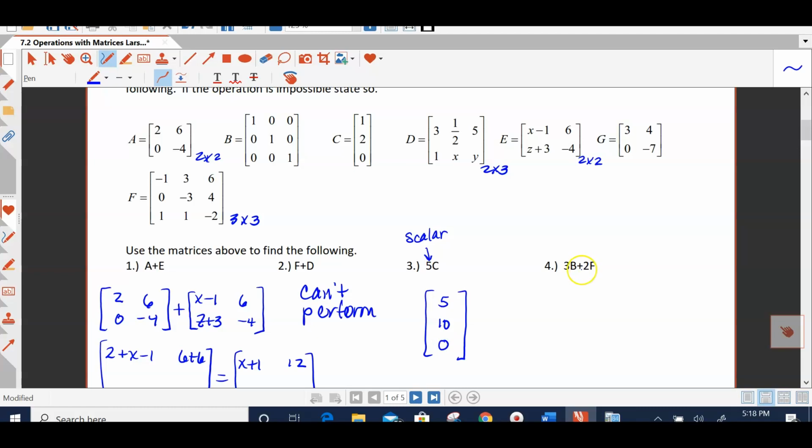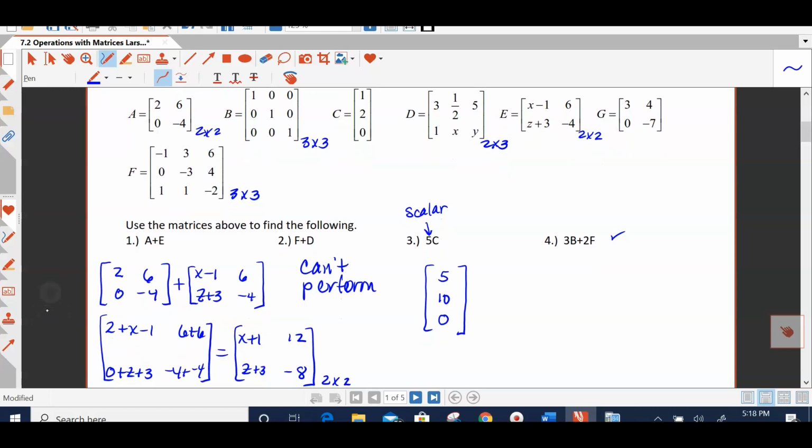Okay, let's look at problem 4. The operation I want to perform is 3B plus 2F. Here's my B, and it's a 3 by 3, and F is a 3 by 3, so yes, I can perform that operation. So let's multiply matrix B by 3, matrix F by 2, and let's add those corresponding entries. So here is what 3B is going to look like.